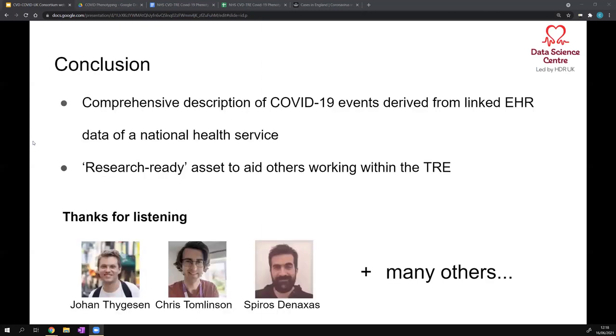So in conclusion, we've done a somewhat comprehensive description of COVID-19 events derived from linked electronic health records on a national scale. And we hope that these COVID events will be useful for other researchers to stratify their work or look in more detail, with regards to whatever their specific focus is.